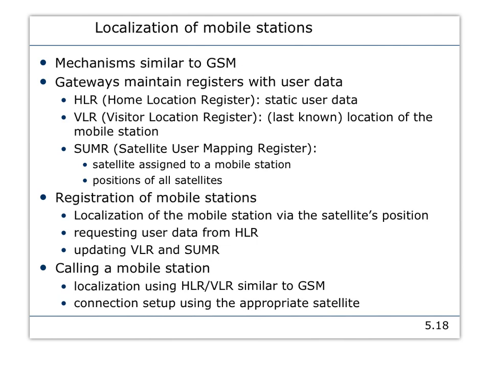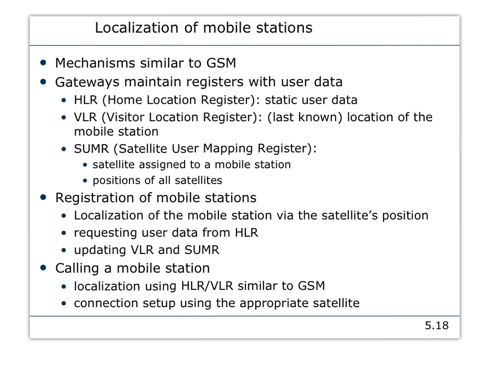So when we call a mobile station, we do localization using HLR and VLRs, similar to GSM, and then we do the end-to-end link setup, similar to what we have discussed before. But this will include the extra connections between the gateway and the satellite, and between the satellite and the mobile user.